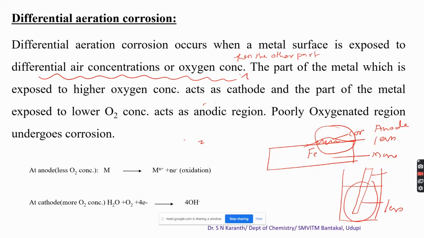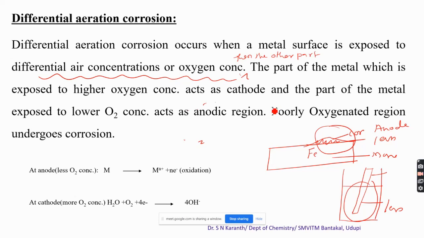The part of the metal exposed to higher oxygen concentration usually acts as cathode, and the part exposed to lower oxygen concentration acts as anode. The poorly oxygenated region usually undergoes corrosion. This kind of corrosion we call differential aeration corrosion, where one part of the metal is exposed to more air concentration than the other part. It particularly depends upon the air concentration, and that's why we call it differential aeration corrosion. On the same metal, this type of corrosion takes place.